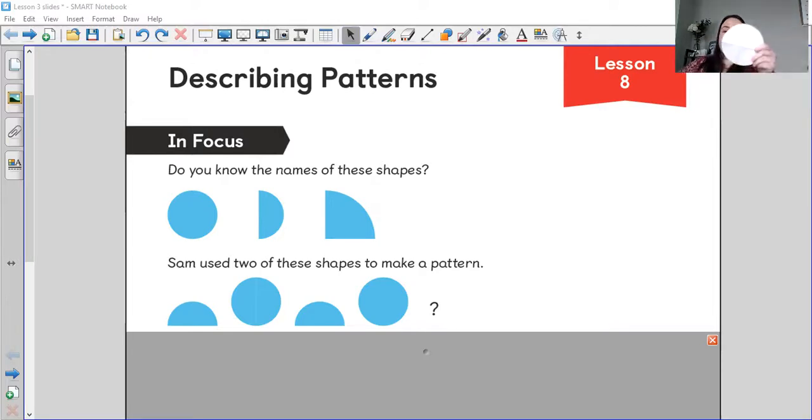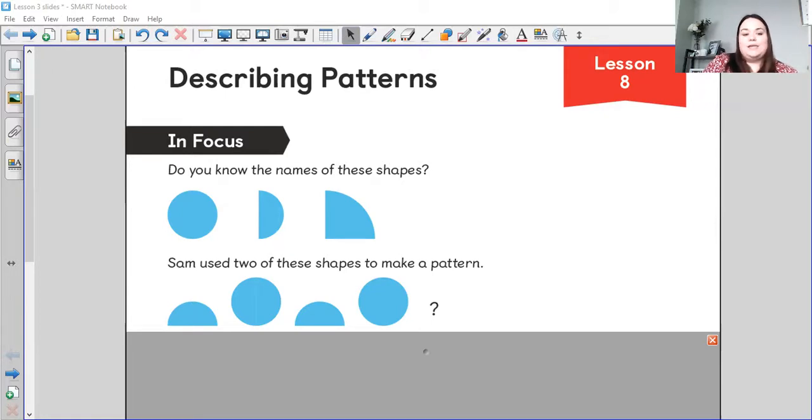So I'm going to cut these now so that I've got some quarters as well, just in case I need to use them in any of my patterns. So I've now got a selection of semicircles, quarter circles, and full circles. Here's your first challenge. Sam used 2 of these shapes to make a pattern. Can you describe that pattern? Have a think.